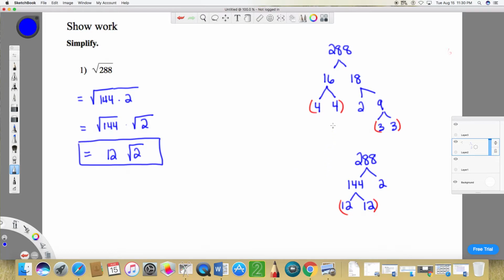You would have gotten the same answer had you taken the 4 times 4. Hey, that's a pair of 4s. This is a pair of 3s, and 4 times 3 is 12, and you'd still have this square root of 2 because I didn't have a pair of the 2. So you would have gotten the same answer, but you can get it sometimes a little bit quicker if you find the largest perfect square that divides that number.